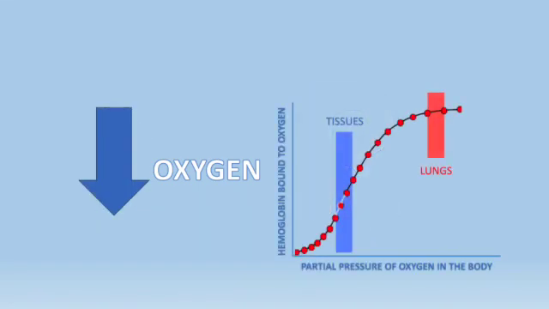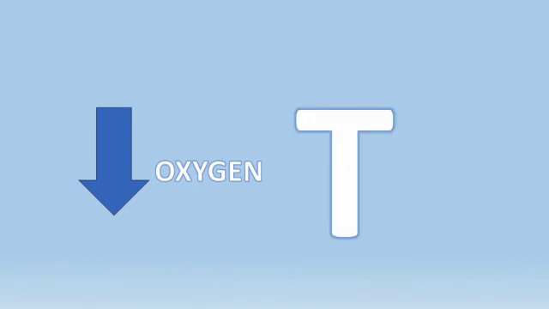Say we have low levels of oxygen in our bodies. Let's look at in our tissues on this graph. We will have low levels of hemoglobin bound to oxygen. What state will we favor here? Well, our hemoglobin is going to favor the T state, and the iron will be pulled out of the plane of the heme ring.